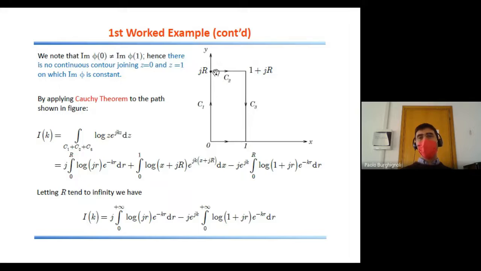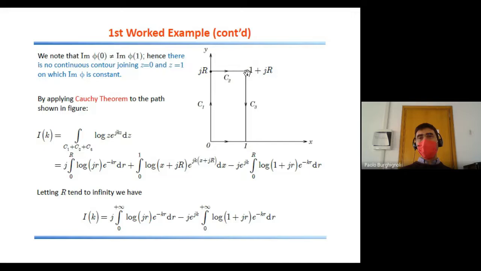Then we have C2, the upper horizontal edge. It is parameterized by x, so we will let z be equal to x plus j capital R, and x goes from 0 to 1. So this is what you get inside the integral.